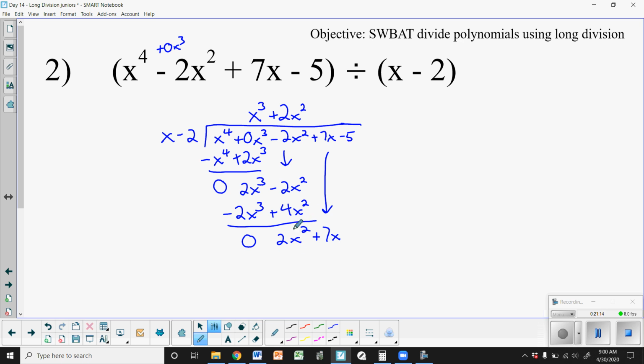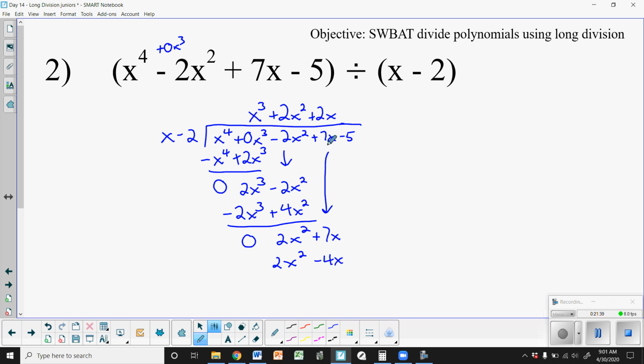So 2x squared divided by x will be 2x. Notice that the exponent is one less, x cubed divided by x is x squared. All right, and it's just above the x column. So 2x times x is 2x squared, we get back the same thing. And then what do we do next? That's right, we keep multiplying. So 2x times -2 will be -4x.